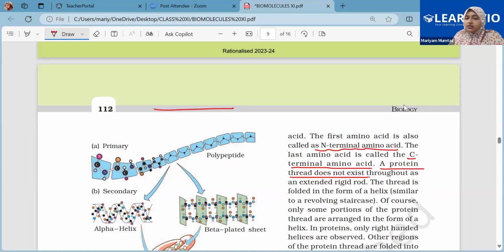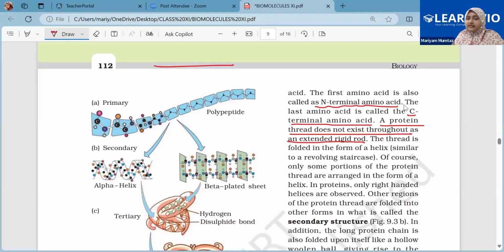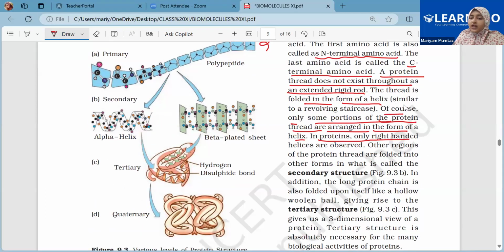A protein thread does not exist throughout as an extended rigid rod. The thread is folded in the form of a helix. So when it gets folded in the form of a helix, or it gets in the sheeted form, then that becomes a secondary structure. Of course, only some portions of the protein thread are arranged in the form of helix. In proteins, only right-handed helices are there. Other regions of the protein thread are folded into other forms, and this is what we call the secondary structure, meaning when the linear structure starts getting helical or sheeted, then that becomes a secondary structure.